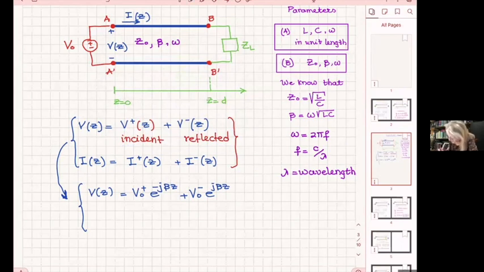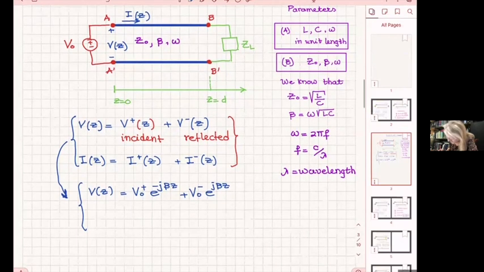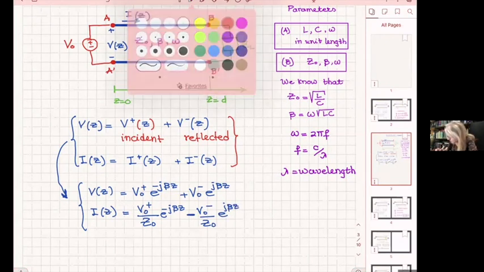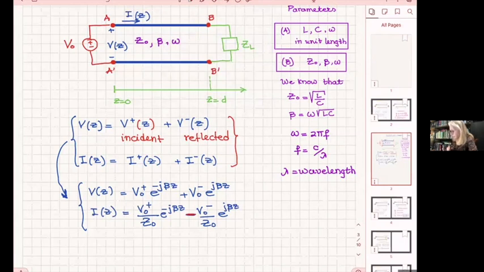And then also we write I of Z to be equal to V naught plus over Z naught e to the minus j beta Z, minus V naught minus over Z naught, remember that, e to the j beta Z. Okay. Now, let me put this in red so you remember it. The sign here is negative and here is positive.